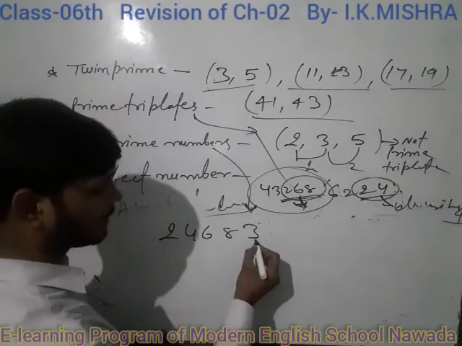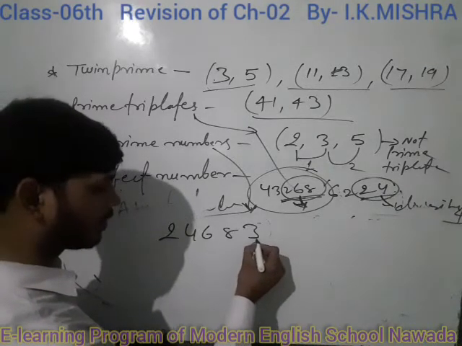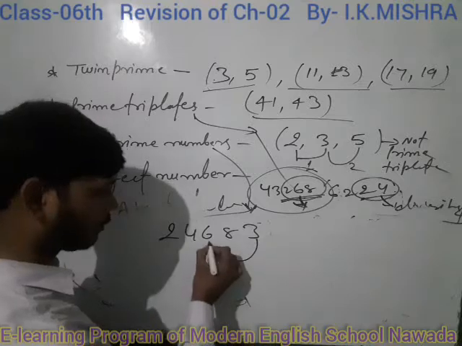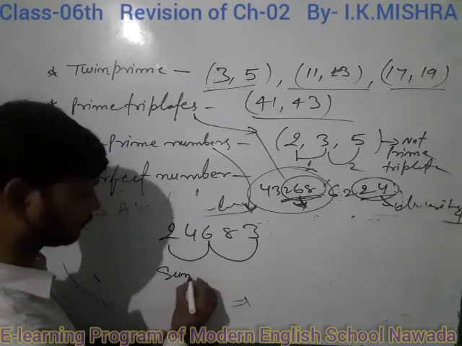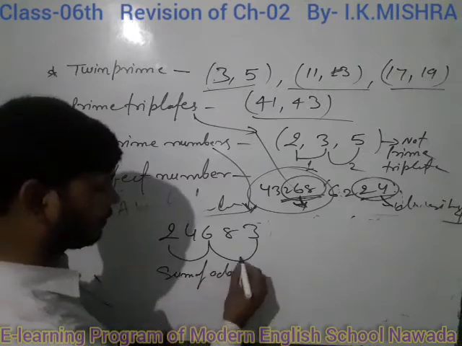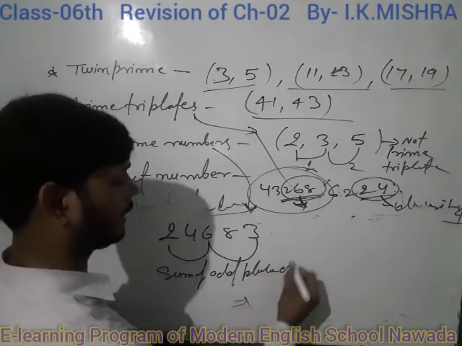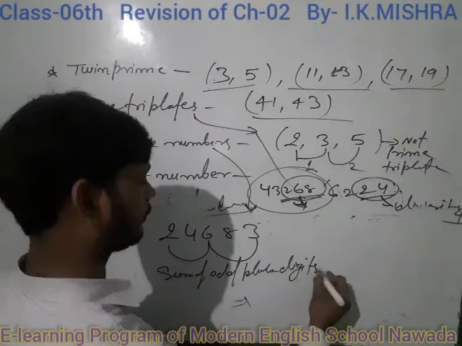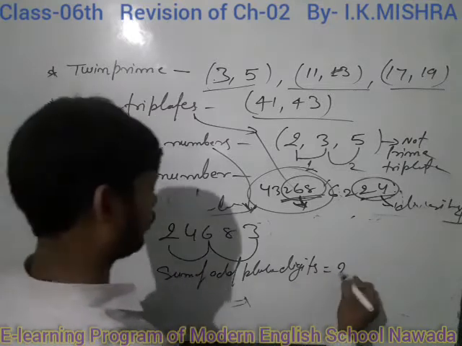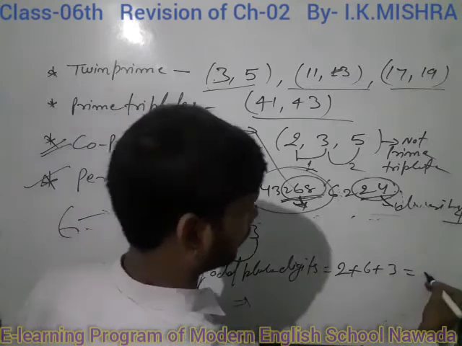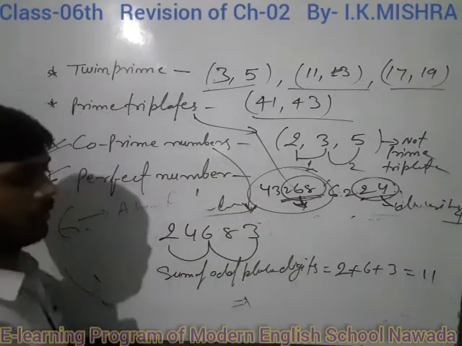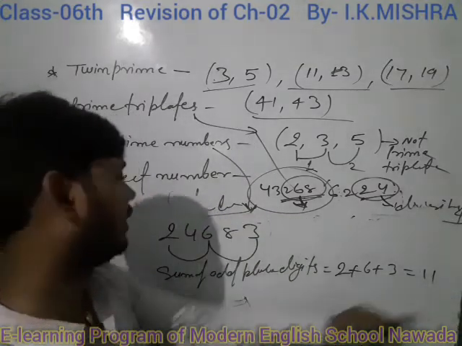Suppose I count from the first number, 1 is odd, so here the 1st, 3rd and 5th places, and the sum of the odd place digits is equal to 2 plus 6 plus 3, which is 11.